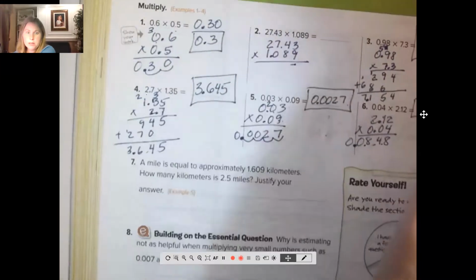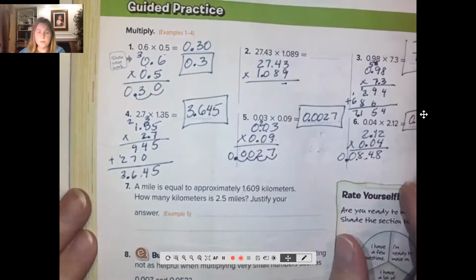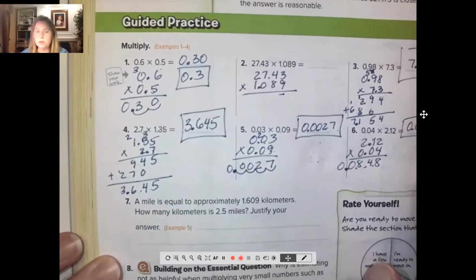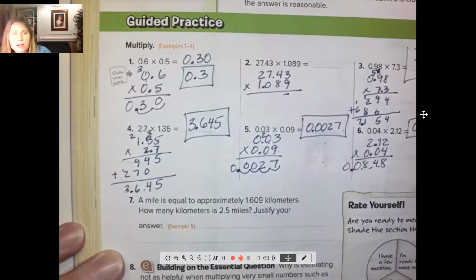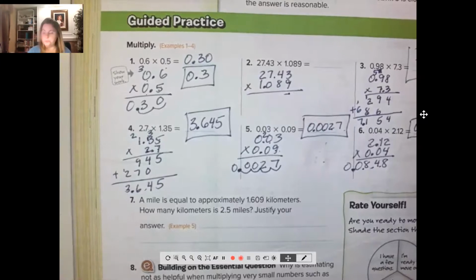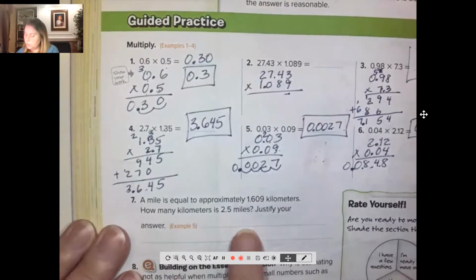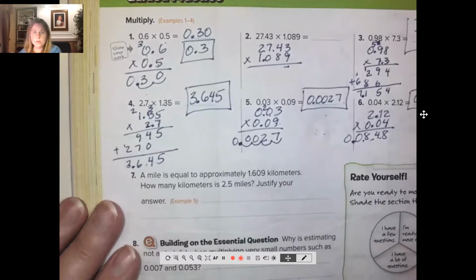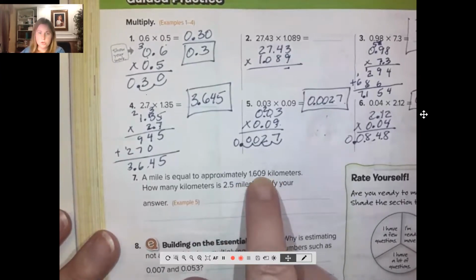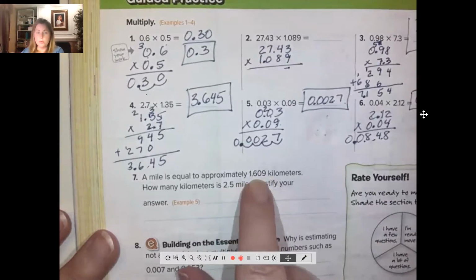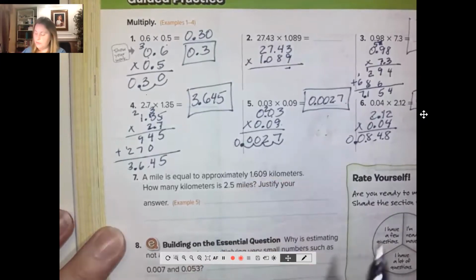Number 7. A mile is equal to approximately 1.609 kilometers. So how many kilometers is 2.5 miles? And justify your answer. So 1 mile is 1.609 kilometers. If we have 2.5, we have to do this 2.5 times. So it's 1.609 times 2.5.